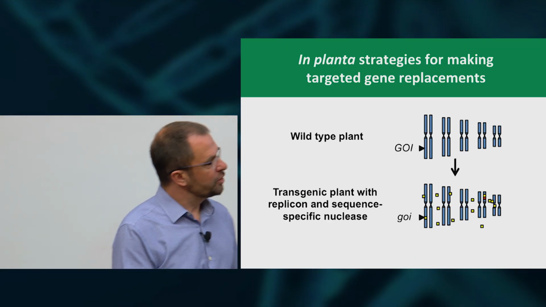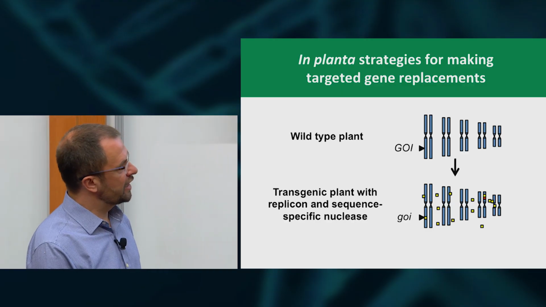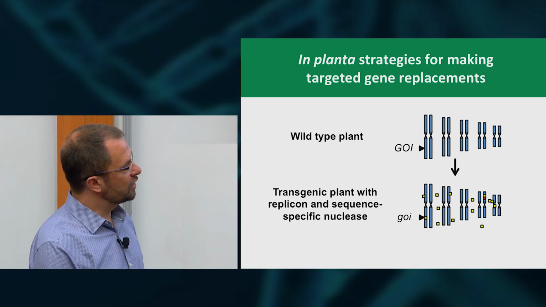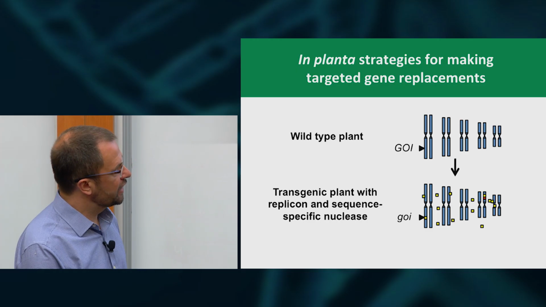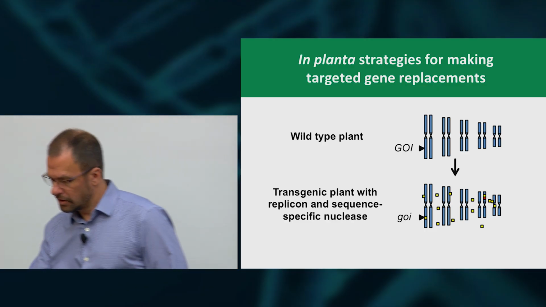So again, what we do now is we introduce into the plant genome a transgene that has in red our nuclease and in yellow our replicon. And the replicon is then released and amplifies in the cell and can carry out HR.